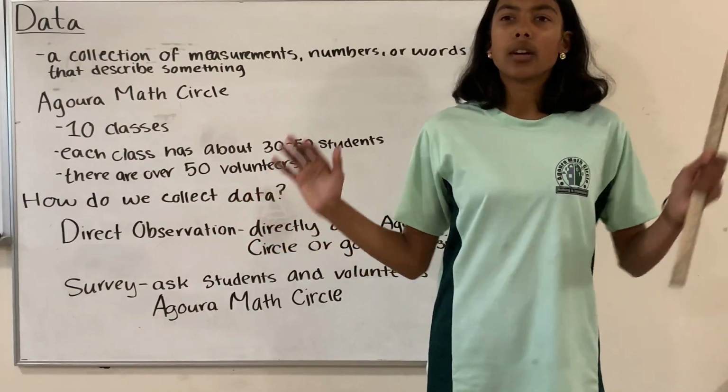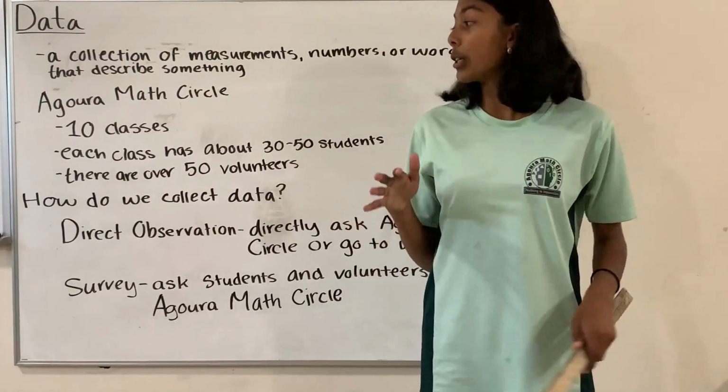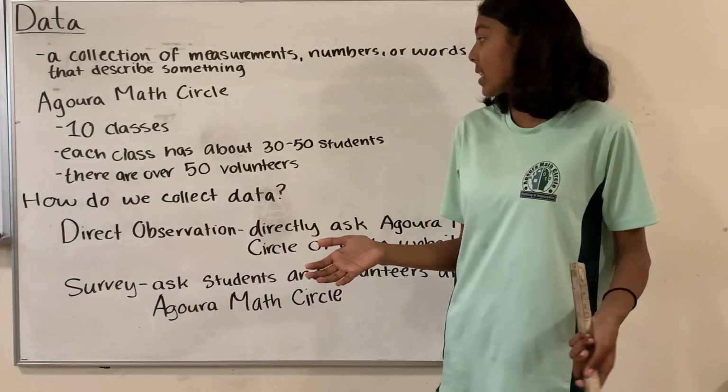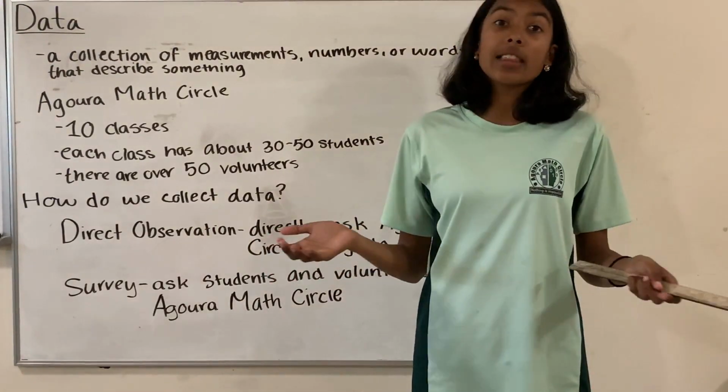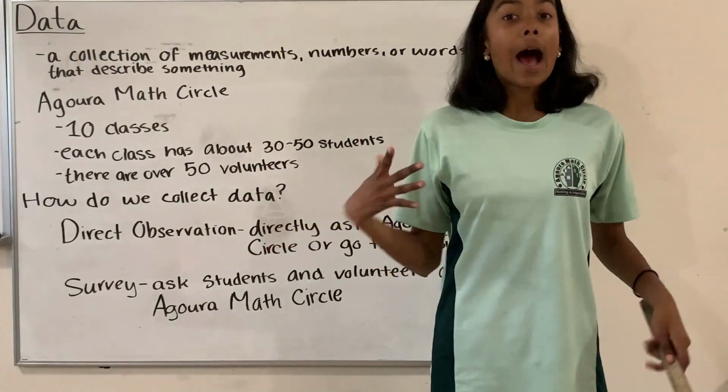So here's an example. You guys go to Agora Matrical. Data about Agora Matrical can include that it has 10 classes, each class has about 30 to 50 students, and that there are over 50 volunteers. So you may now wonder, how do I collect data?